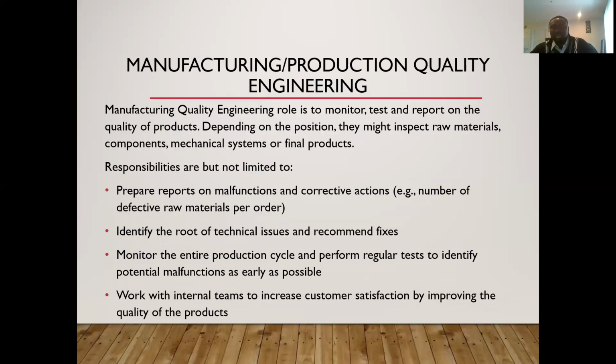Manufacturing quality or production quality engineering, sometimes these names are being interchanged. So manufacturing can be production because they are all working on the production floor, the manufacturing floor. So generally, manufacturing quality engineer role is to monitor, test, and report on the quality of the product within the manufacturing phase. So during manufacturing, where there are sub-assemblies being built, in-process inspections are taking place, all these are being monitored by the manufacturing quality engineer or the production quality engineer.